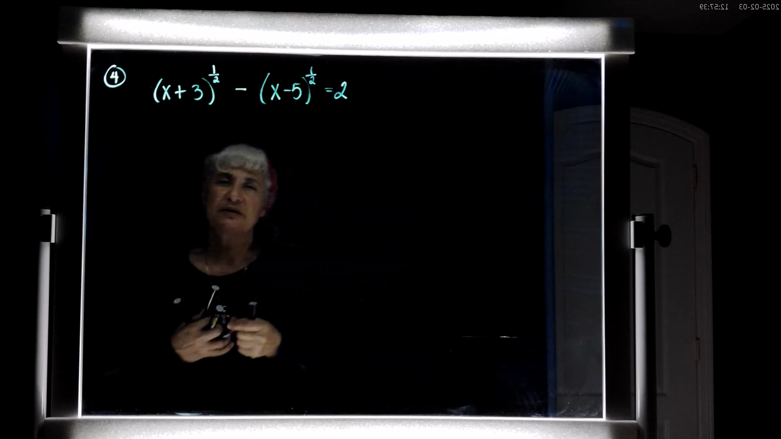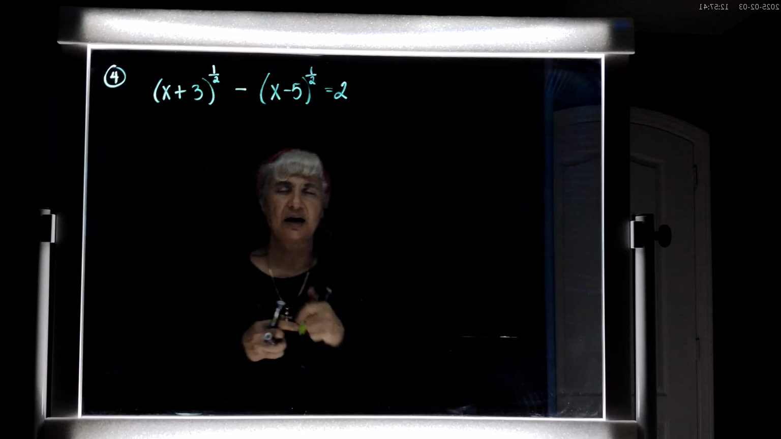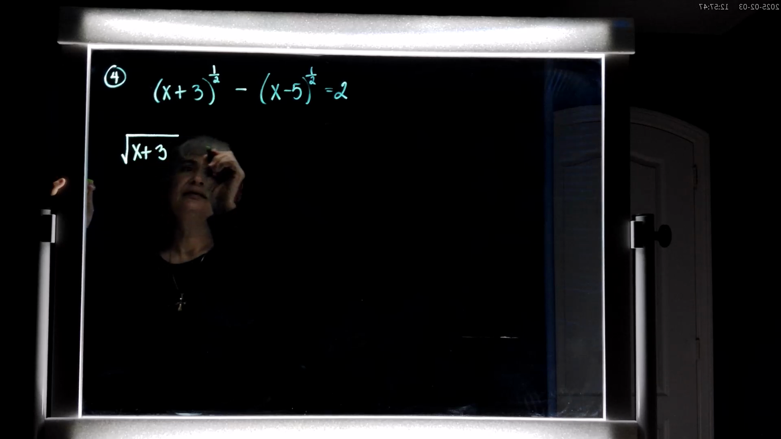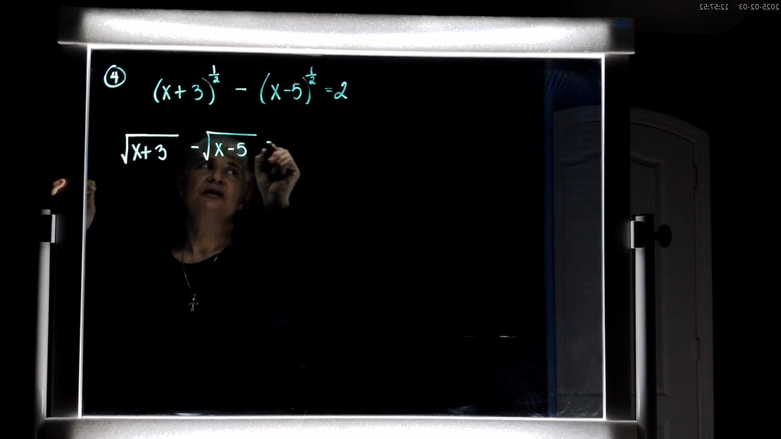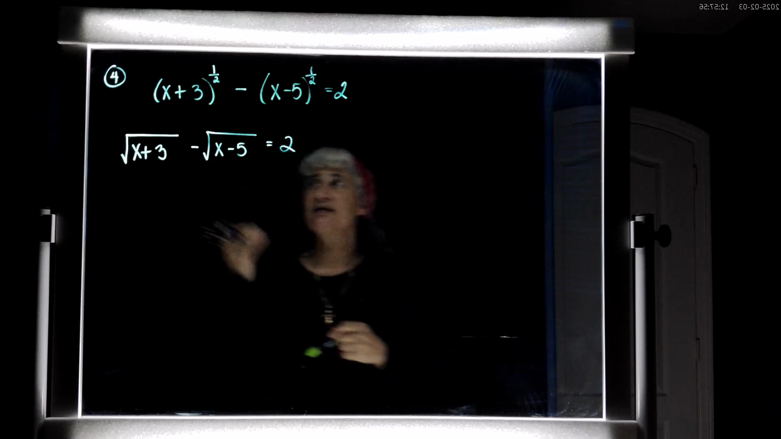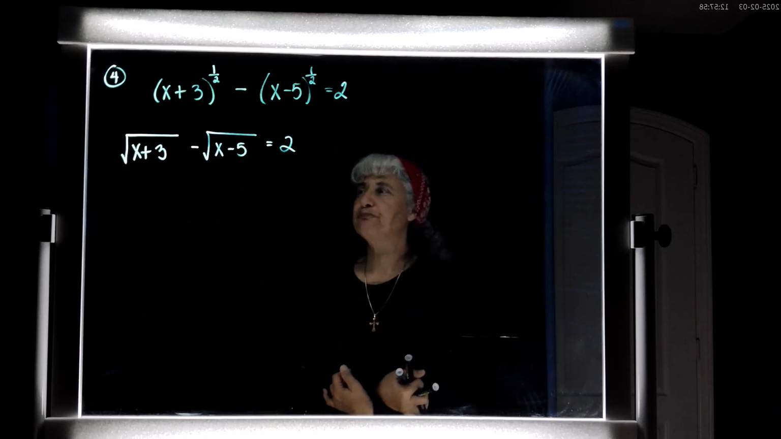So here's how I'll tackle this. This is how I like to tackle this one. I like to literally write it with the square root. It's easier for my brain to see it with the radical than with the exponent. Okay? All right. So this is the equation I'm actually solving.